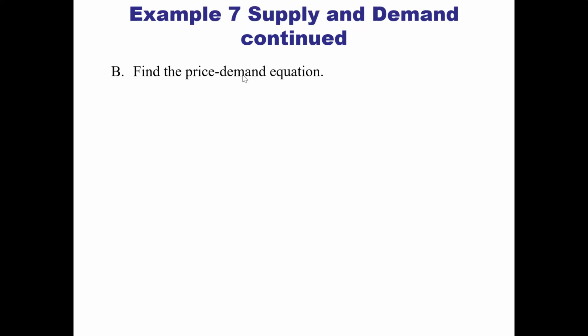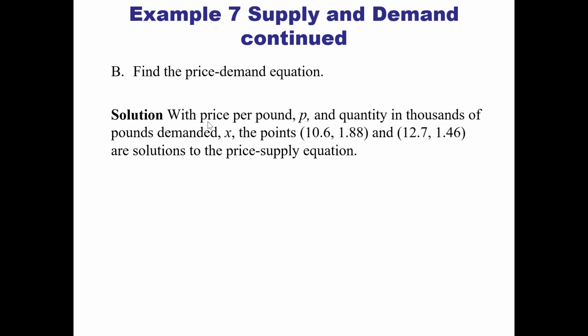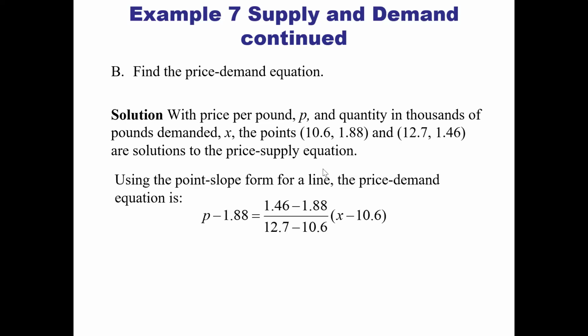Now we want the price demand. How does that one work? Again, we're going to do it in thousands of pounds, so we don't have to have all those zeros. We say P and quantity in thousands of pounds demanded is X. We get the points (10.6, 1.88) and (12.7, 1.46). Those are the solutions to the price demand.